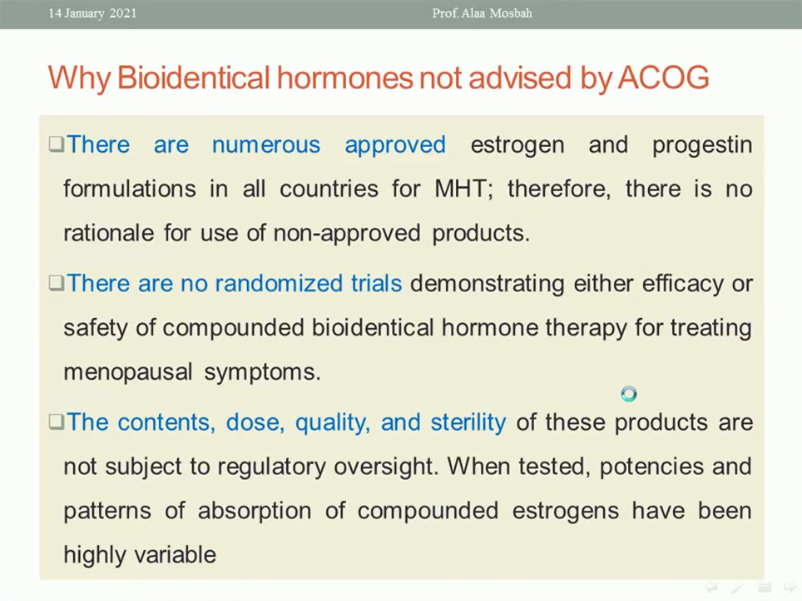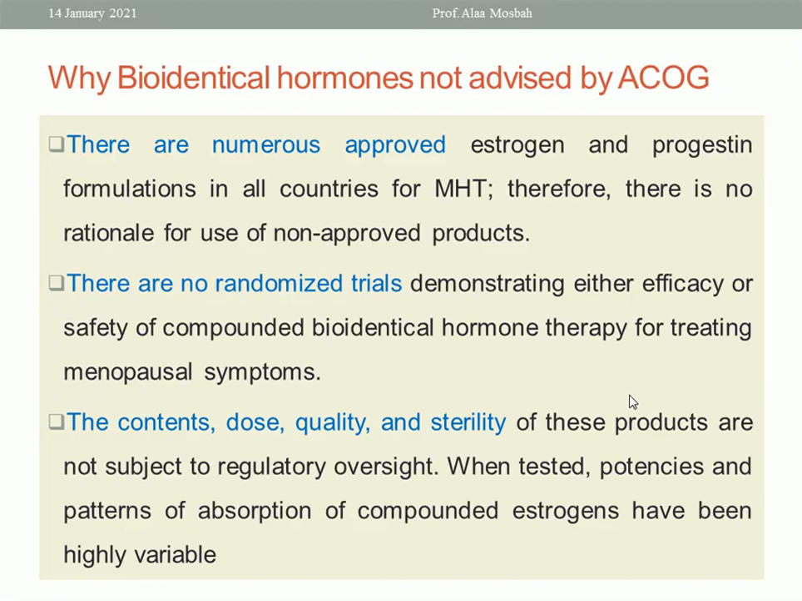Then go to the American College of Obstetricians and Gynecologists. Why do they advise against the use of bioidentical hormones? For three main important reasons. First one, they said we have already approved estrogen and progestin formulations in all countries for HRT. So there is no rationale for use of non-approved products, and this is logical. Second, there are no randomized clinical trials demonstrating their efficacy or safety for treating menopausal symptoms. So why should I use it? If there are no randomized trials demonstrating the safety and efficacy of these bioidentical hormones, this is the second item.